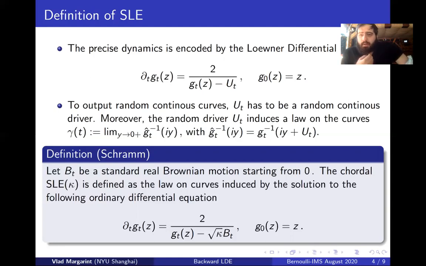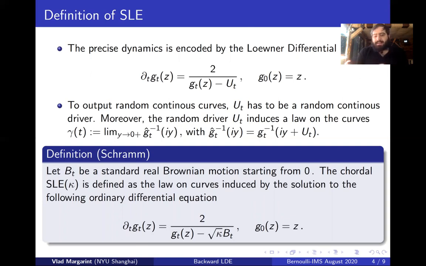In the case of SLE, what SLE is, is a particular choice of this random U_t, namely square root of kappa times Brownian motion. This choice is motivated by models of statistical physics. This was introduced by Schramm around 2000. So basically what I call SLE is captured by the following definition, where B_t is a real standard Brownian motion, so it's a Brownian motion on the real line.